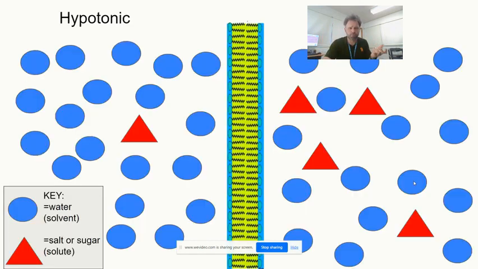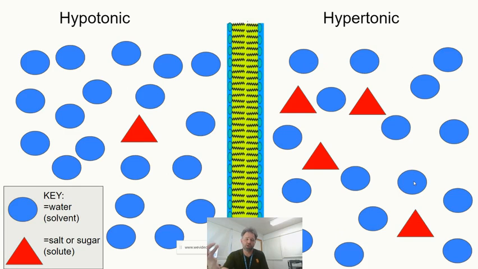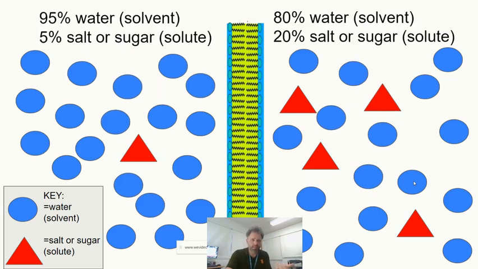So we're going to talk about two solutions. I'm going to give you some visuals. Normally we talk about this as the one on the left being hypotonic and the one on the right being hypertonic. We say hyper is high salt or sugar, hypo is low salt or sugar. And we're like, good, that makes sense. Hyper, lots of salt or sugar, the little red triangles. Hypo, the red triangles on the left, a little bit less.